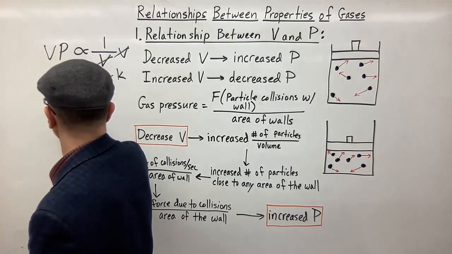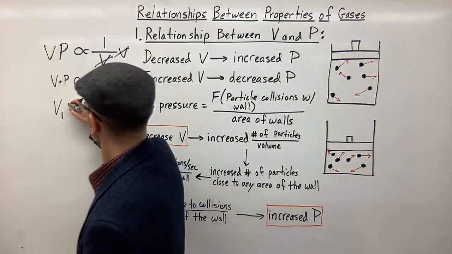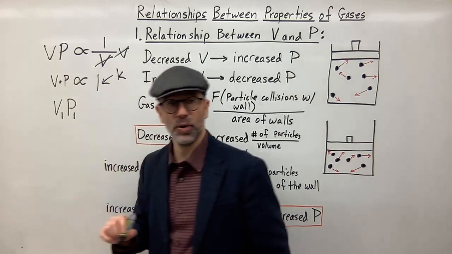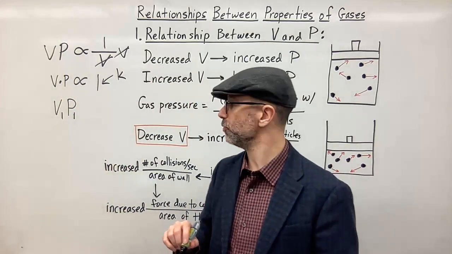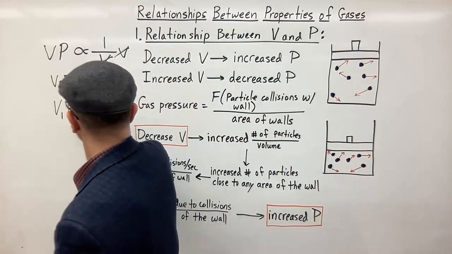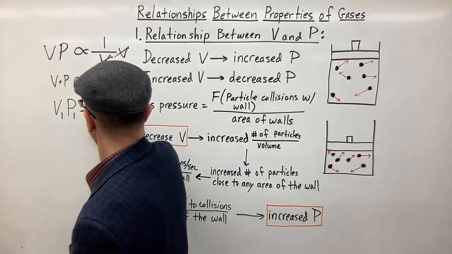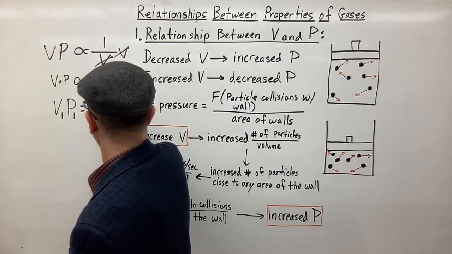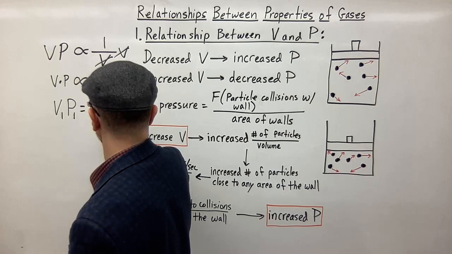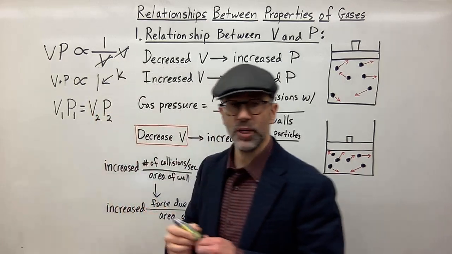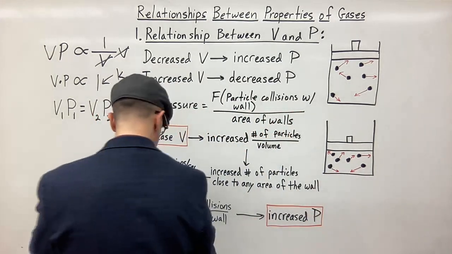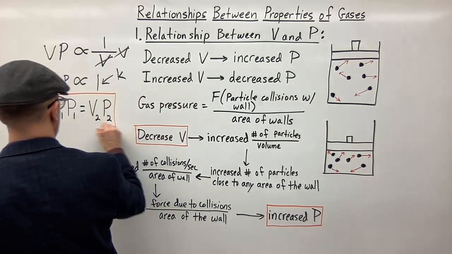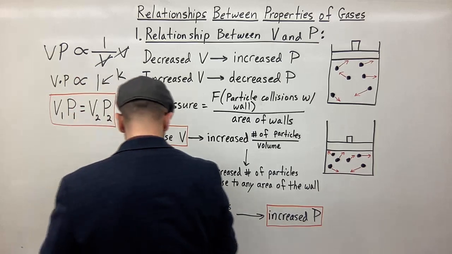So the volume that we start with multiplied by the initial pressure that we start with, V1 P1, is going to be equal to the volume that we end with multiplied by the pressure we end with, P2 V2. And so this, ladies and gentlemen, is known as Boyle's law.